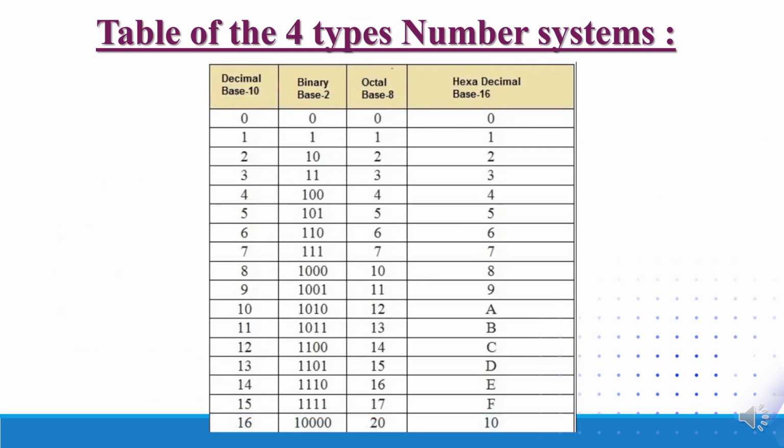This table shows a comparison between the 4 number systems: decimal, binary, octal, and hexadecimal. It helps you see how the same number looks in different systems.